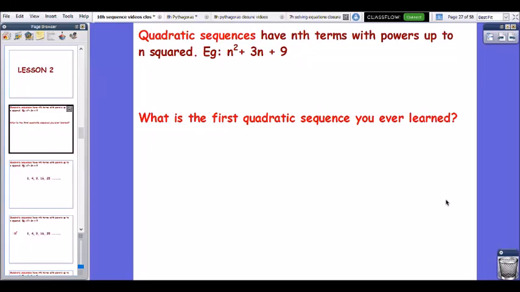Good morning. Today we're going to be looking at quadratic sequences. So these are sequences which have nth terms of powers up to n squared. So for example, the sequence n squared plus 3n plus 9, that would be an example of a quadratic sequence.